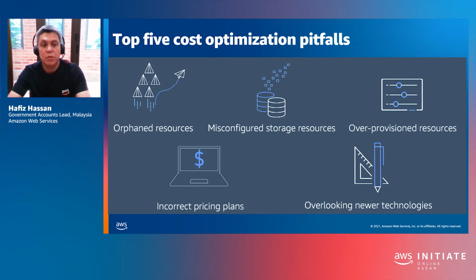The second is what we call misconfigured storage resources. Another common mistake is when customers allocate warm or cold storage into high performing data storage in AWS. The fact is that in AWS, there are many storage options and tiers that you can use based on your data type and your data usage. So right sizing this storage by data type and usage can reduce your cost by up to 50%.